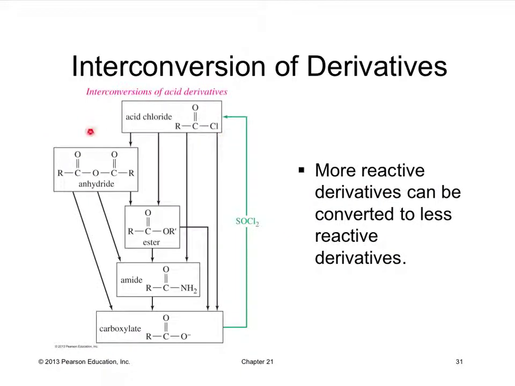Interconversion, again, acid chloride can convert everything. Can be converted into anhydrides, esters, amides, or carboxylates, and then carboxylates can be reacted with SOCl2 to generate the acid chloride. Anhydrides can only form esters, amides, and carboxylates. Esters can only form amides or carboxylates, and amides can only form carboxylates.